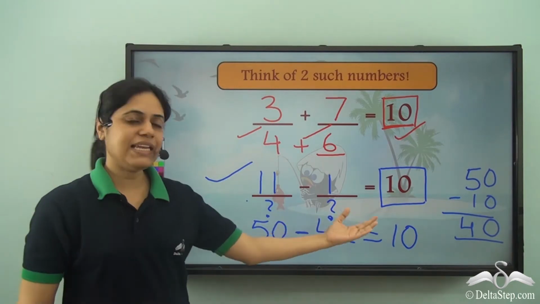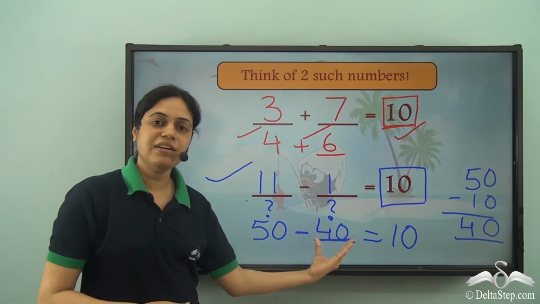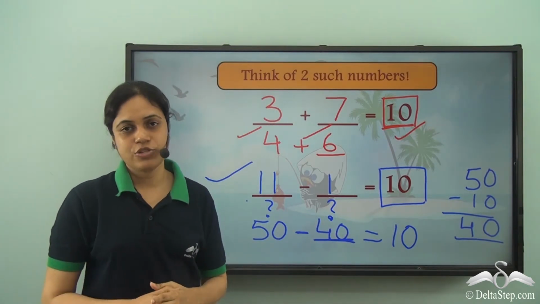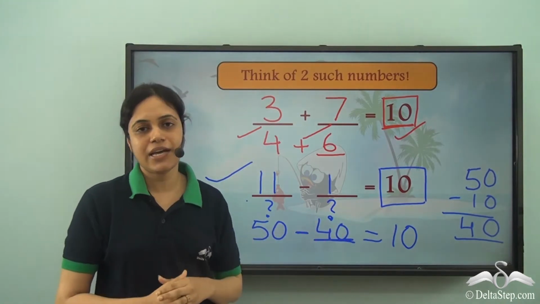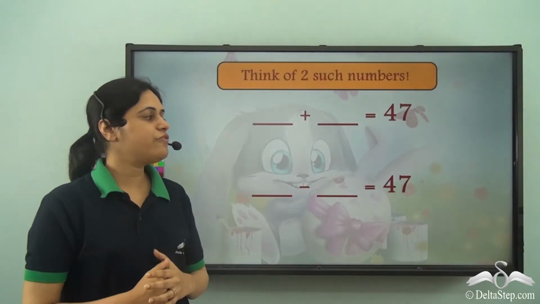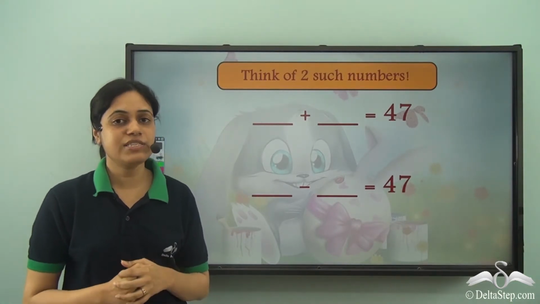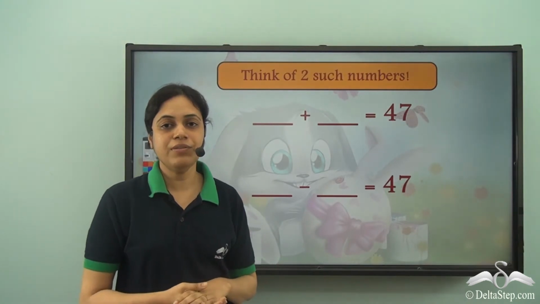You can take any number bigger than 10 in the first place and find the second number. So you can try out for different numbers greater than 10 and find the correct answers. Now let's do it for a larger number, that is 47. So which two numbers give me 47?